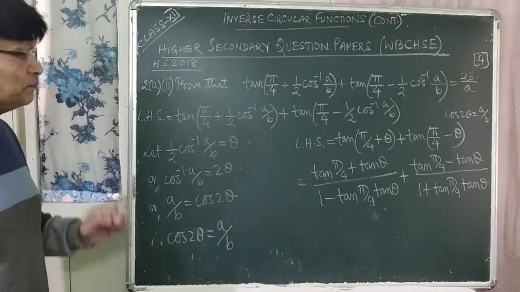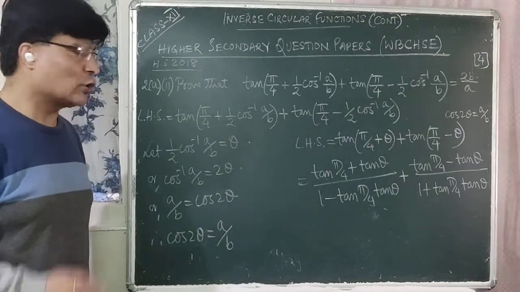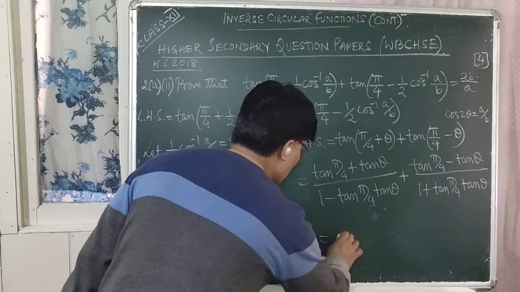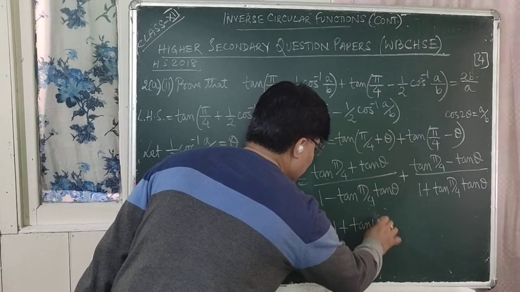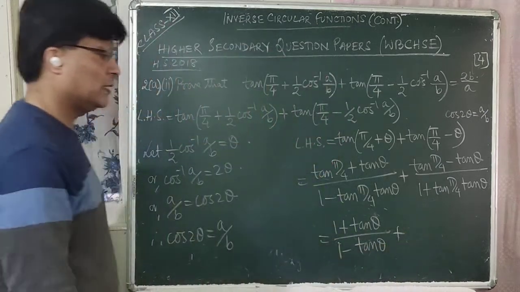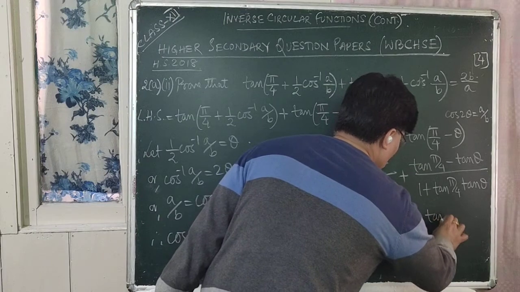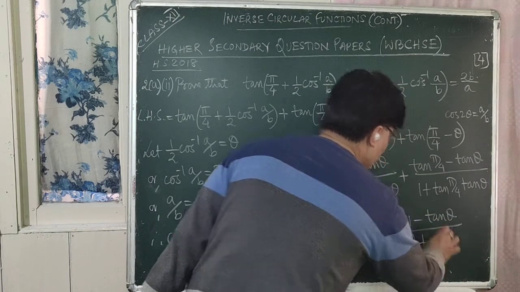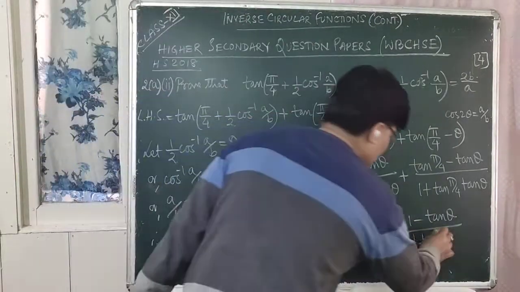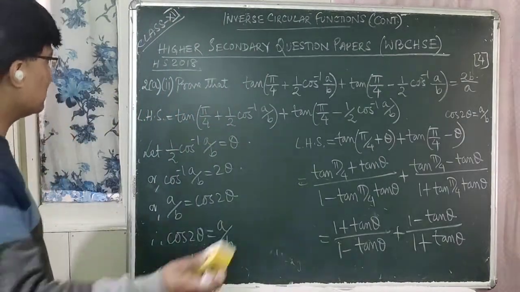Now pi by 4 is a standard angle. What is the standard value for tan pi by 4? It is 1. So you can write this as 1 plus tan theta divided by 1 minus tan theta, plus 1 minus tan theta divided by 1 plus tan theta, because tan pi by 4 is always 1, and 1 into tan theta is always tan theta. Is that clear? Now let us simplify it.